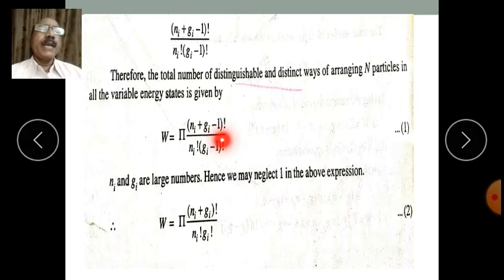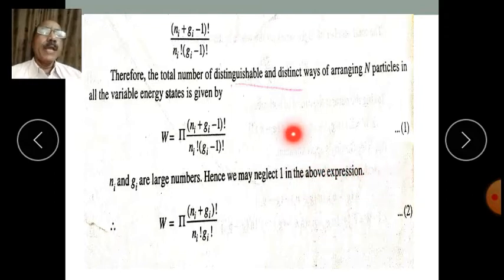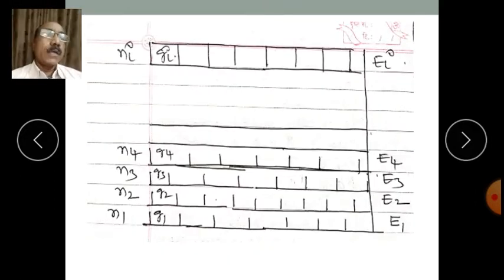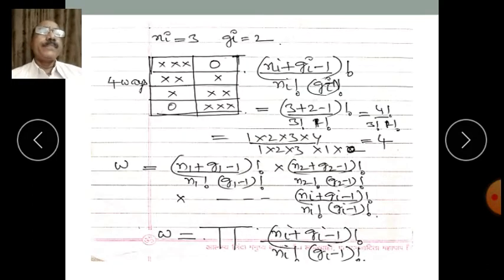Since we can neglect this minus 1, isn't it? So we may neglect minus 1 from the above expression. So Gi minus 1 is nearly equal to Gi. Ni plus Gi minus 1 is nearly equal to Ni plus Gi. Therefore W is equal to pi of Ni plus Gi factorial divided by Ni factorial into Gi factorial. This gives us the thermodynamic probability, isn't it?